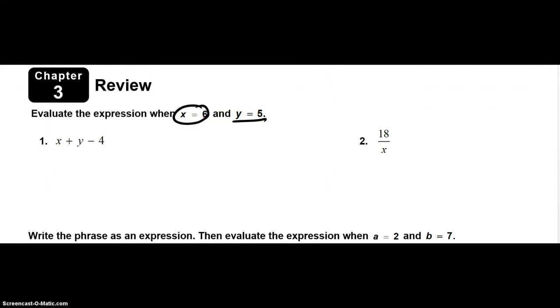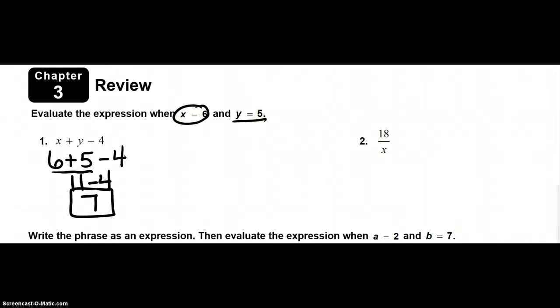So number 1, we have both x and y here. So x was 6, so we're going to plug in 6 for x, keep that plus sign, plug in a 5 for y, and then keep that minus 4. So now since we have a plus and minus, we're going to do our order of operations. We're going to do 6 plus 5 first. We get 11 minus 4. And 11 minus 4 is 7. So our final answer there should be 7.